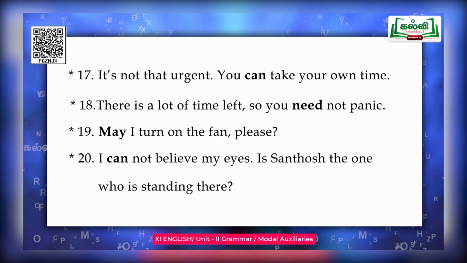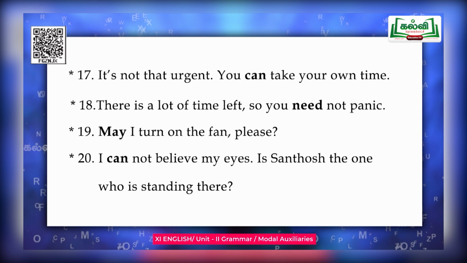May I turn on the fan, please? Here the speaker is very polite. The speaker is expressing politeness in a very gentle manner. May I turn on the fan, please? I cannot believe my eyes. It talks about the negative ability. That's the thing. So I cannot believe my eyes.